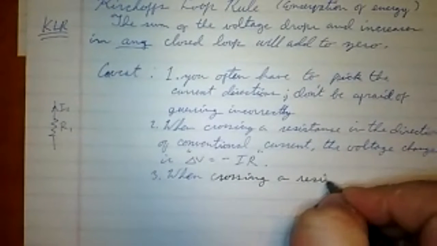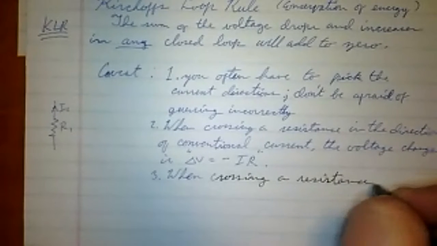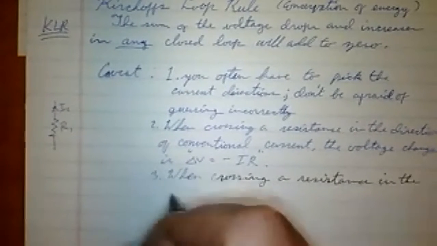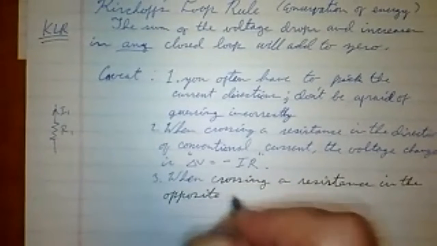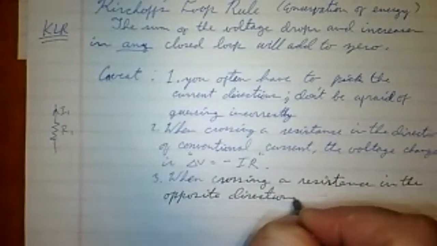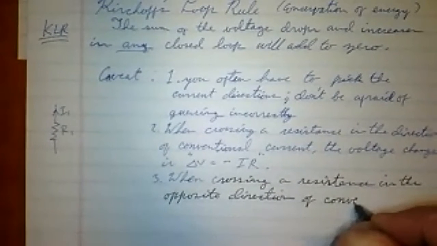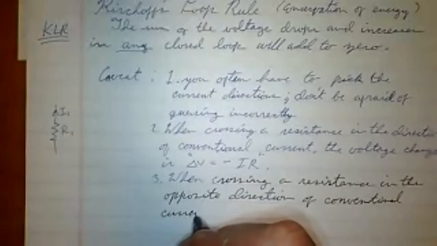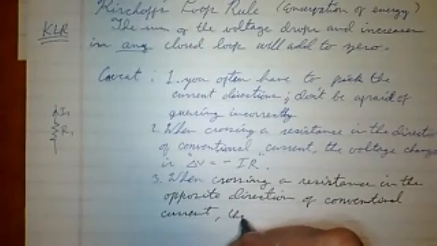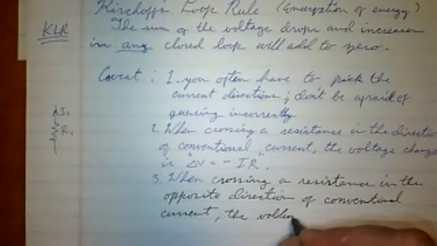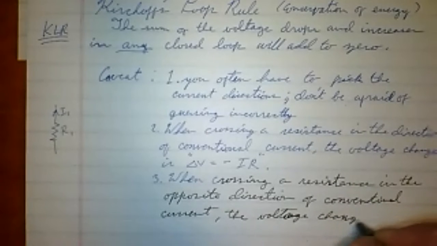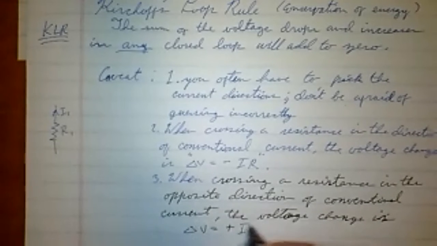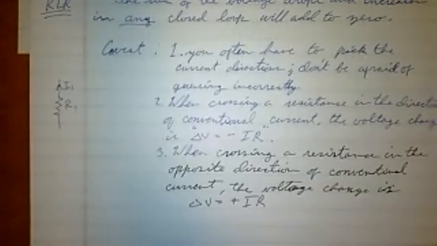When crossing a resistance in the opposite direction of conventional current, the voltage change is positive IR. Okay, so that's your major rules there.